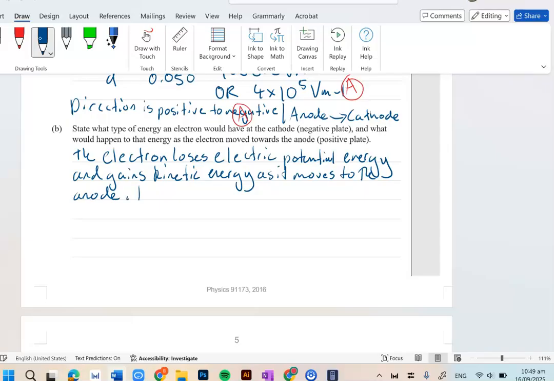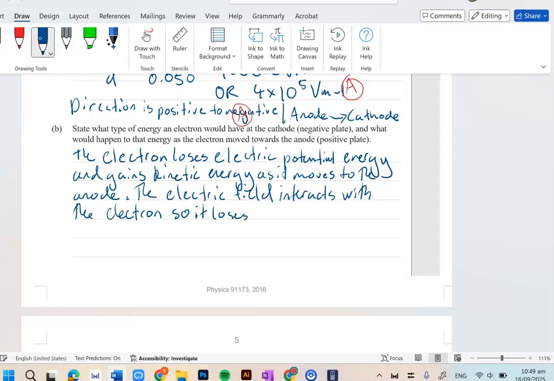So the electric field interacts with the electron, so it loses, we'll just call it EP because it's electric potential, and gains EK. Or changes into EK, whatever. Okay, so this is a merit question.